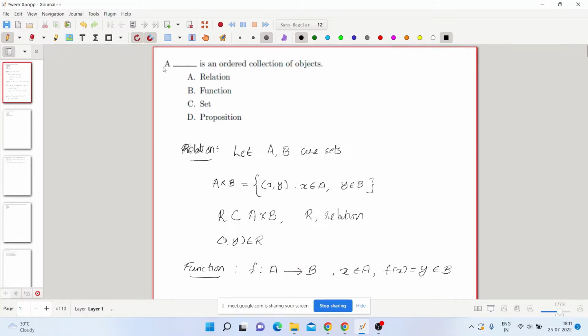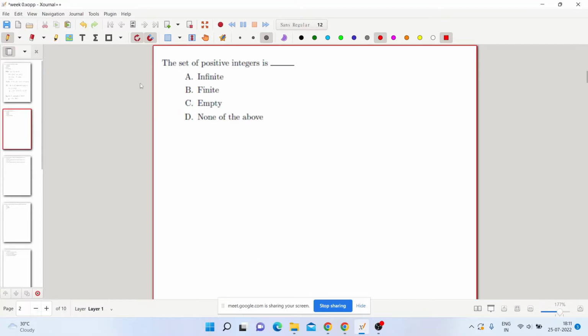So, the question is what is an ordered collection of objects? From this it is clear that set is an ordered collection of objects. Here relation and function are defined as subsets with some properties. Proposition is a statement. So, we can say set is an ordered collection, meaning the same as a well-defined collection of objects. So, set is the answer. Let us go to the next problem.